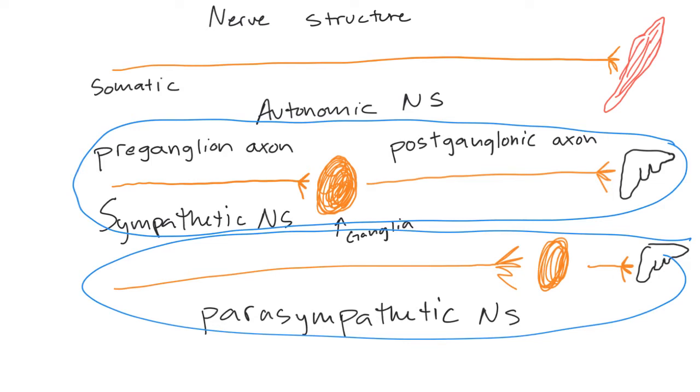All right, now you know some of the names of these ganglia, right? But that's one of the big structural differences between the parasympathetic and sympathetic nervous system.